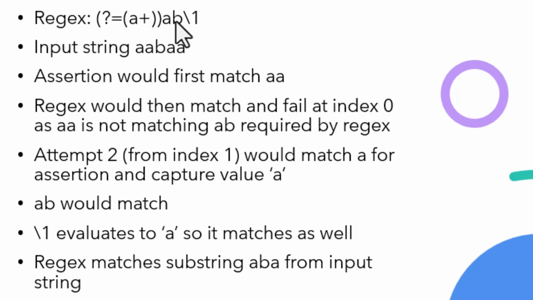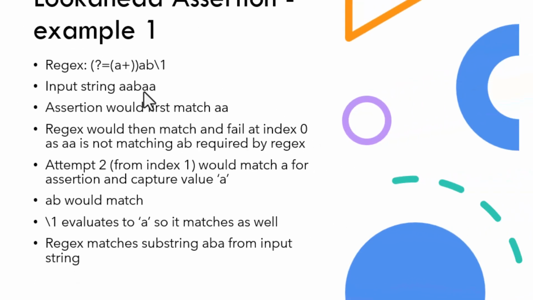After the assertion, the AB part of the regular expression does match the input string at index 1 as AB equals AB. Then the parser finds \1 in the regular expression and replaces this with the value of captured group 1, which is A. The next character in the input string following AB is also A, and hence the match is successful. The regular expression completely matched the string ABA of the input string.